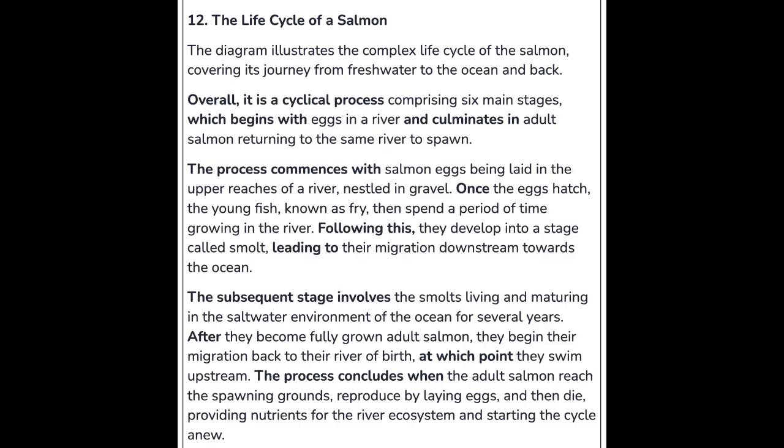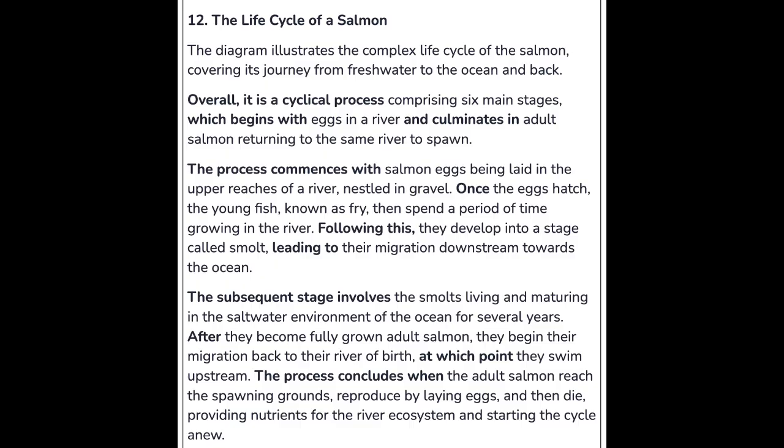The process commences with salmon eggs being laid in the upper reaches of a river, nestled in gravel. Once the eggs hatch, the young fish, known as fry, then spend a period of time growing in the river. Following this, they develop into a stage called smolt, leading to their migration downstream towards the ocean.